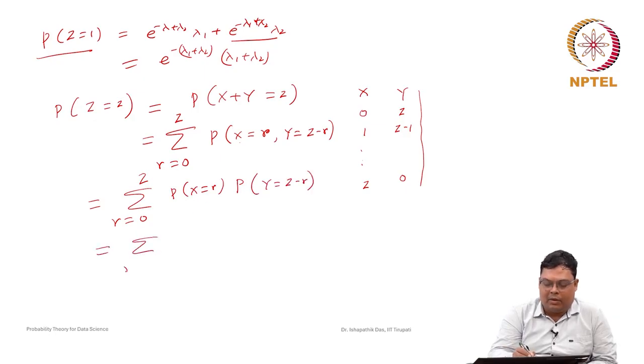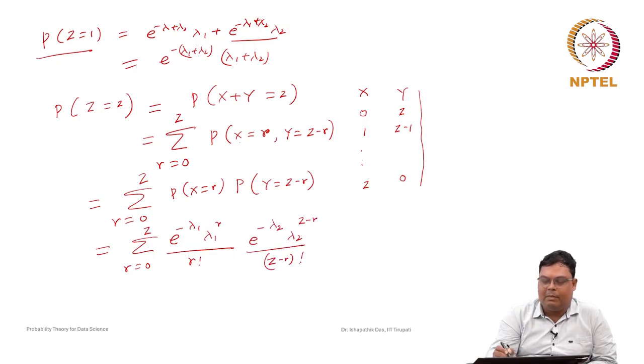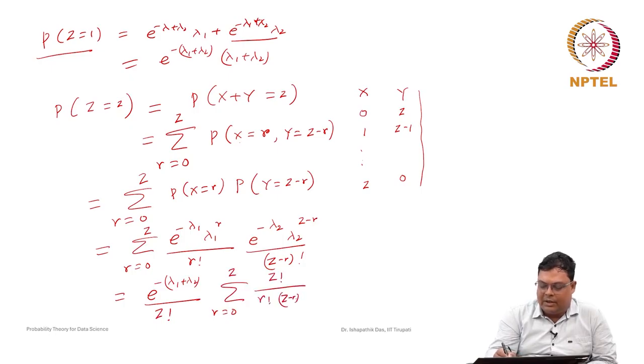Now if we simplify these things, this is e to the power of minus lambda 1 times lambda 1 to the power r by r factorial, times e to the power of minus lambda 2 times lambda 2 to the power z minus r by z minus r factorial. If you combine and simplify, e to the power of minus (lambda 1 plus lambda 2) comes outside, and then it is lambda 1 to the r, lambda 2 to the power z minus r, divided by r factorial and z minus r factorial. Now r plus z minus r is z, so I divide by z factorial and multiply by z factorial inside the summation from 0 to z: z factorial by r factorial, z minus r factorial, then lambda 1 to the power r and lambda 2 to the power z minus r.